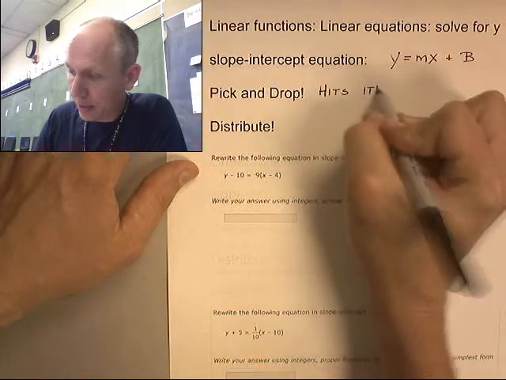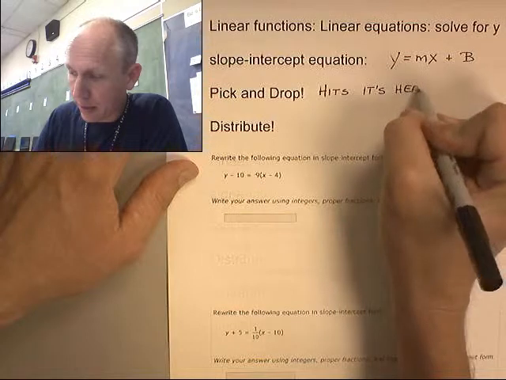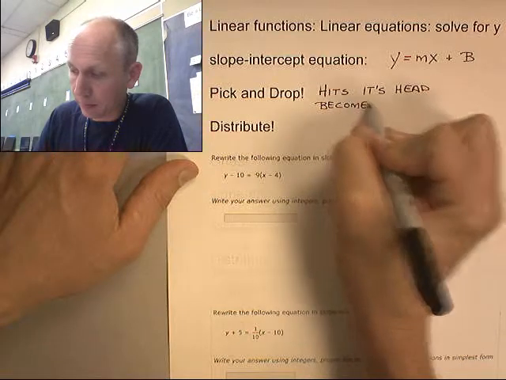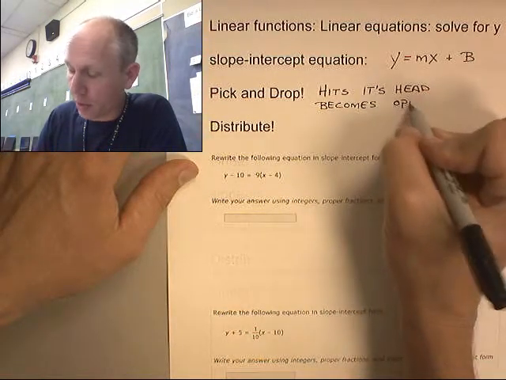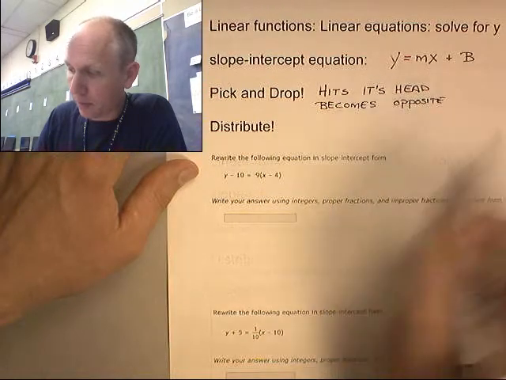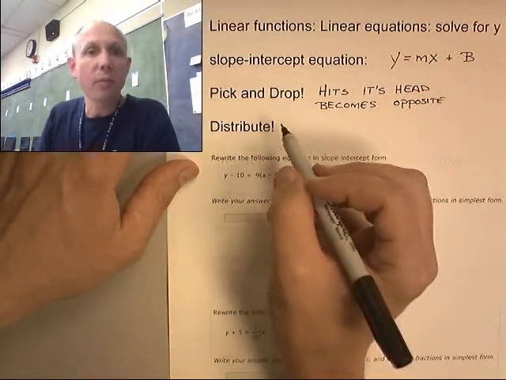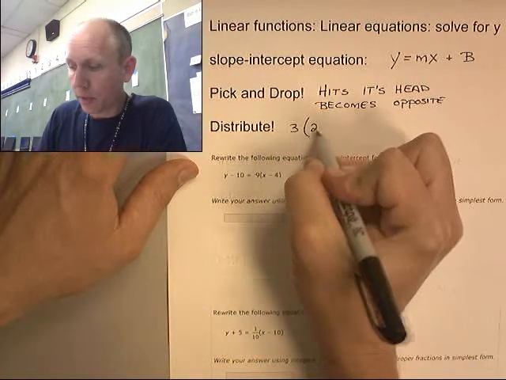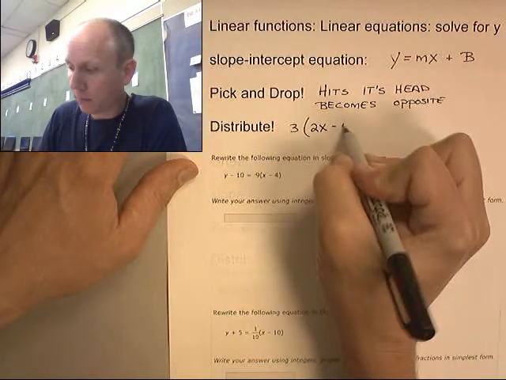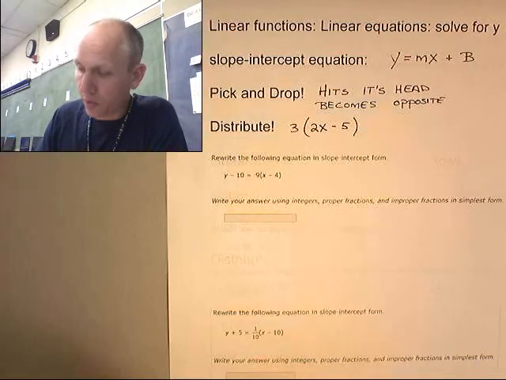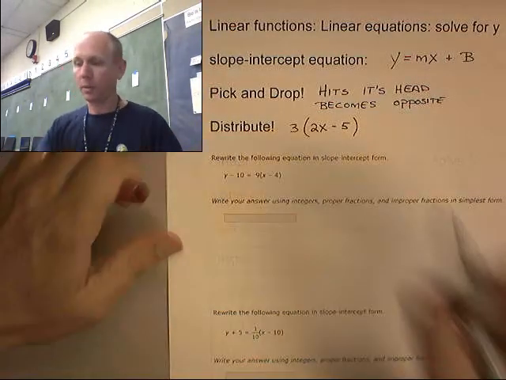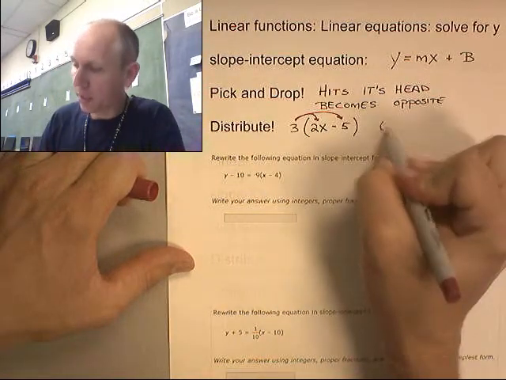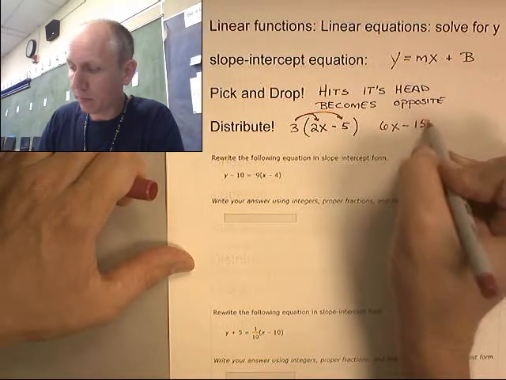it becomes opposite. And we're also going to have to remember how to distribute, so let's take a look at that again. If I'm going to distribute maybe a 3 to 2x minus 5, let's use another color. Distributing through the parentheses, that's going to give me 6x minus 15.